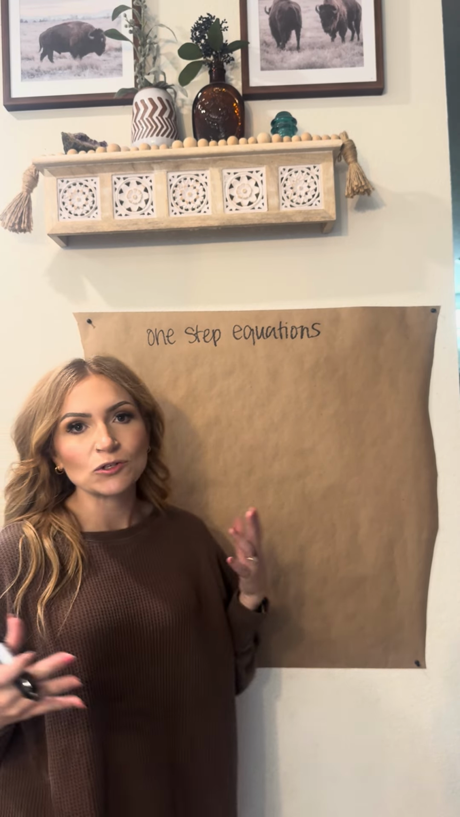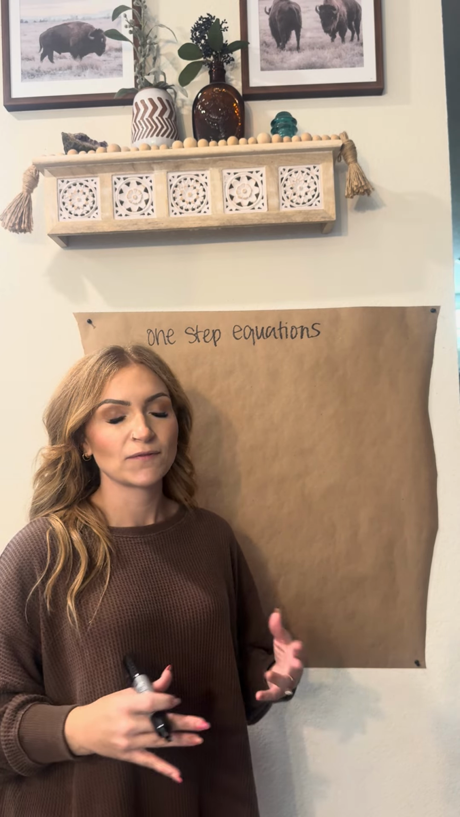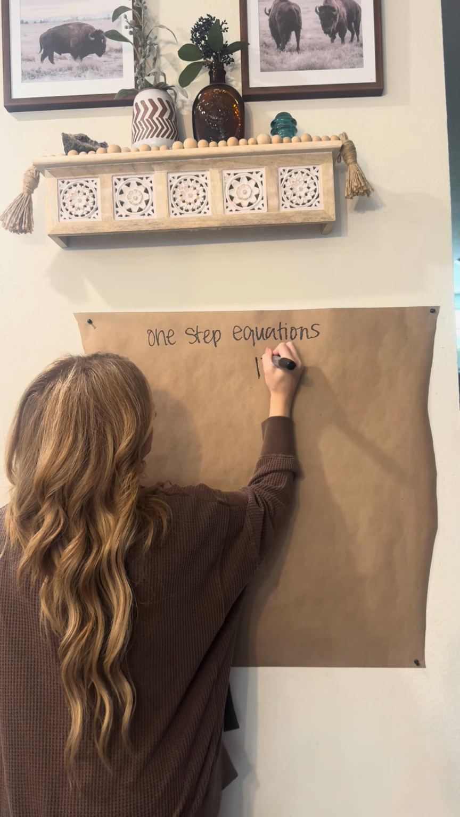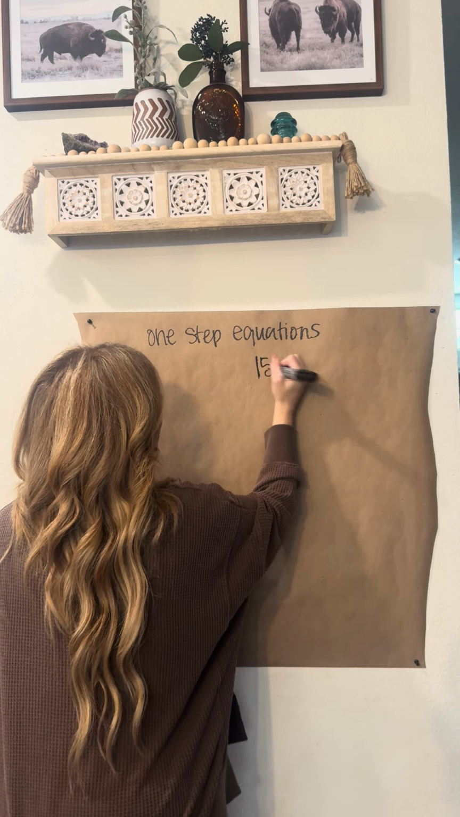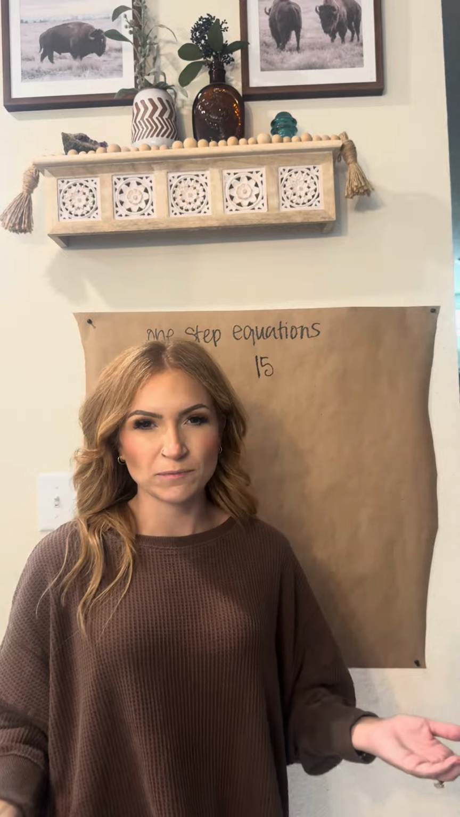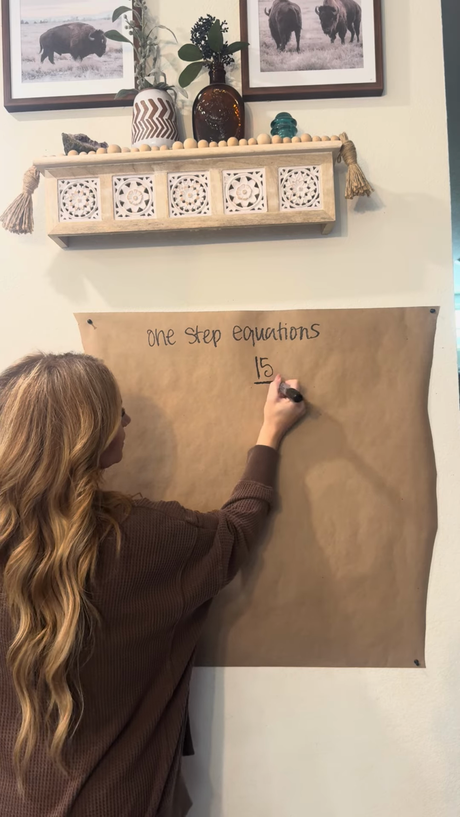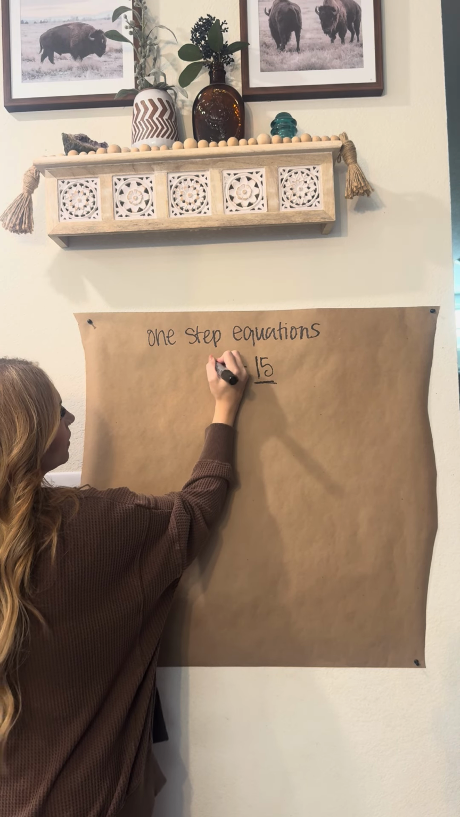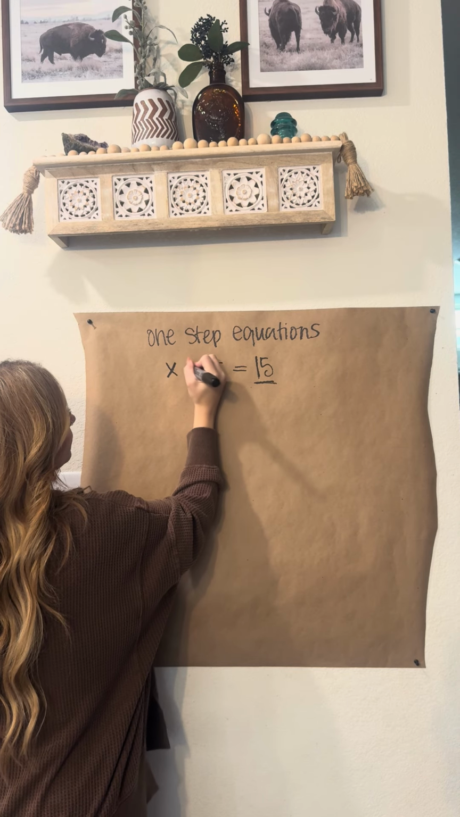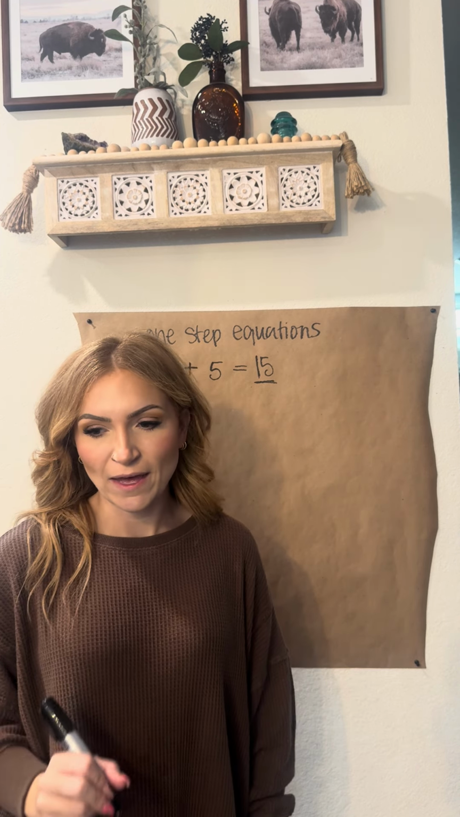So say you went out to eat and your total is $15. And you know that you left a $5 tip, but you don't know how much your original bill was. How do you figure that out? So you know your total is 15. You left a $5 tip, and you do not know what the original was. So how do we figure that out?